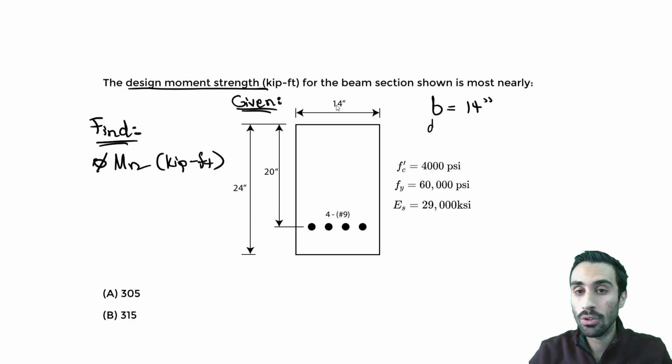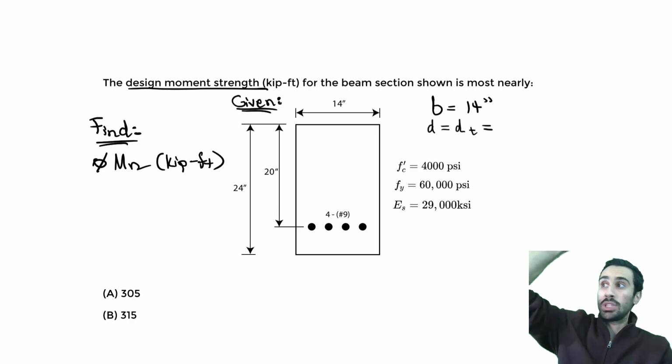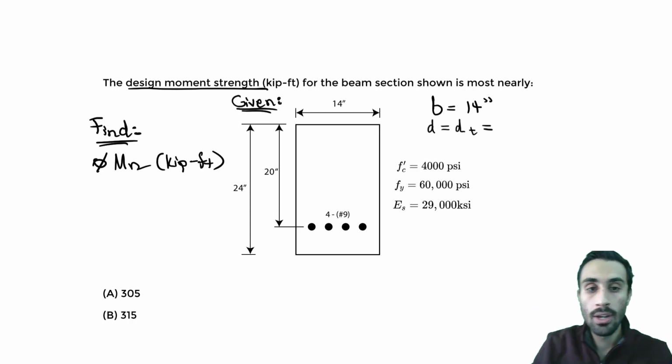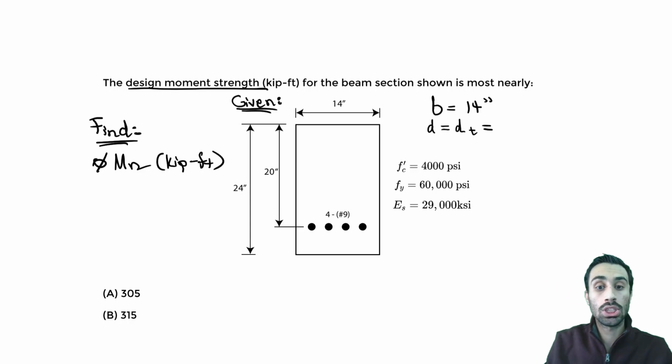It's going to be our d, just d, which is going to equal our d_t. Okay, let's define those, what the handbook says. That one can be tricky. So d, it says distance from the extreme compression fiber to the centroid of the longitudinal tension reinforcement. So basically it's the distance from the compression fiber to the centroid of the tension reinforcement. So that's just d, right?